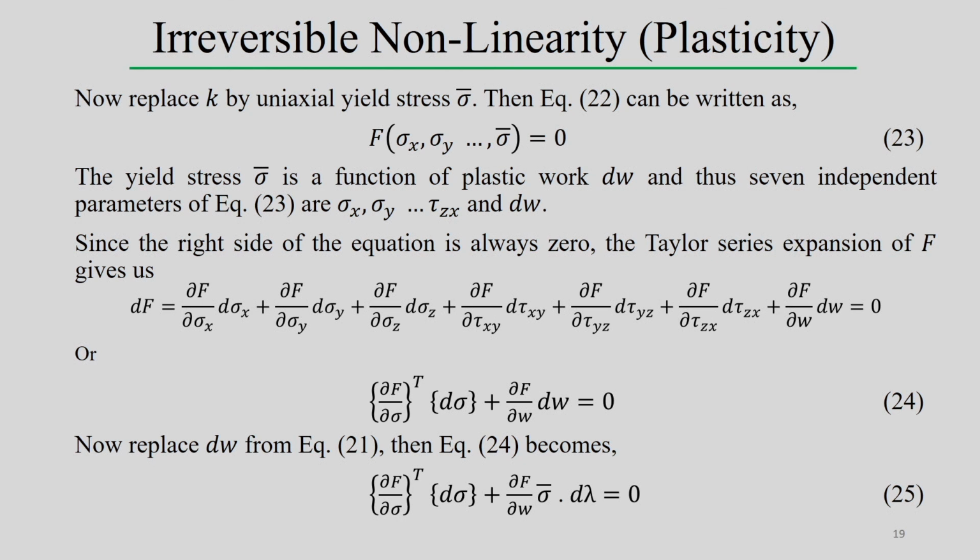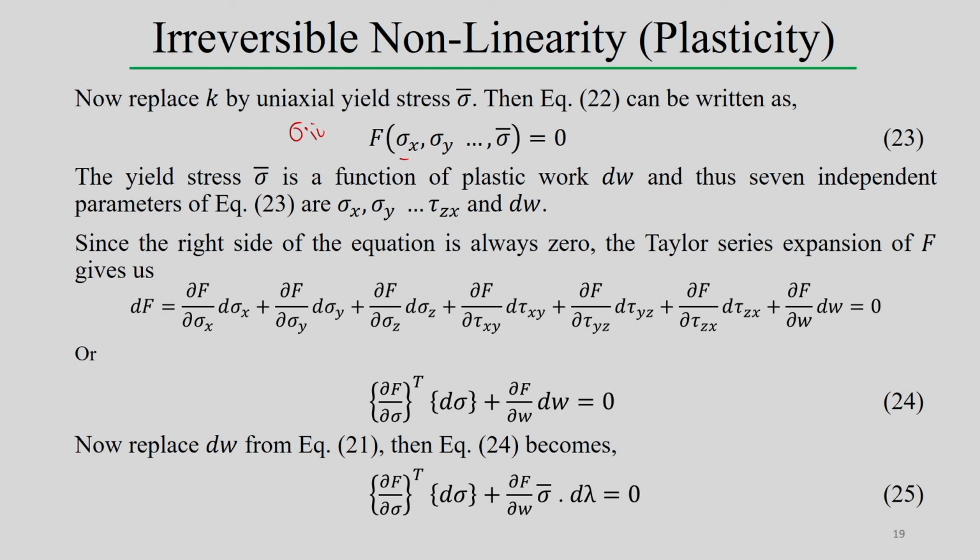Now, replace k by the uniaxial yield stress sigma bar. So, assuming k is the uniaxial yield stress value, we can replace it, and then equation 22 can be written like that. So, f is exclusively a function of sigma ij, the state of stress: sigma x, sigma y, and maybe shear stress components. And k we are assuming can be replaced by the yield stress value, maybe in a particular process the uniaxial yield stress value sigma bar.